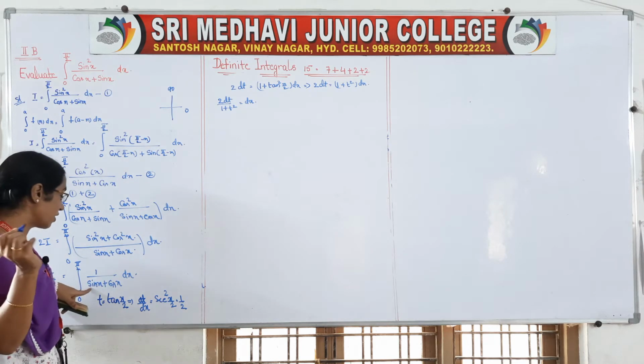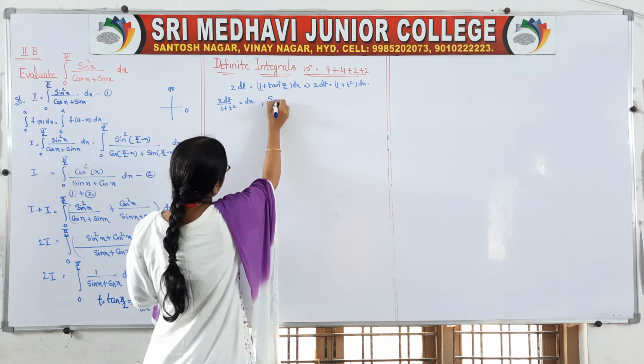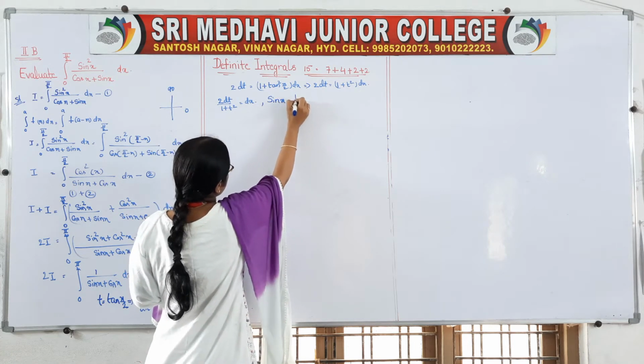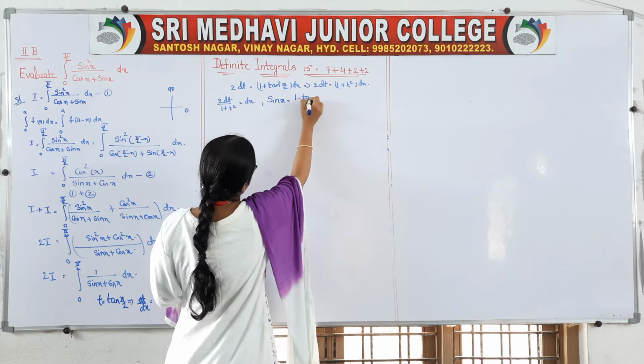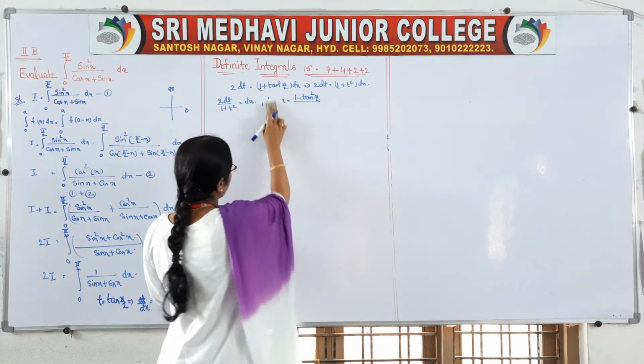Now you find out your sin x and cos x also in terms of t. You know it very well. Sin x is equal to 1 minus, what is that? Tan square x by 2. Is it correct? This is cos x, right?